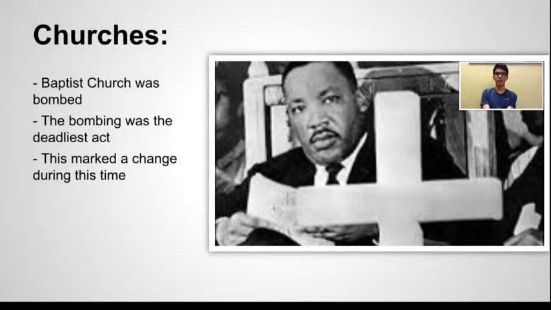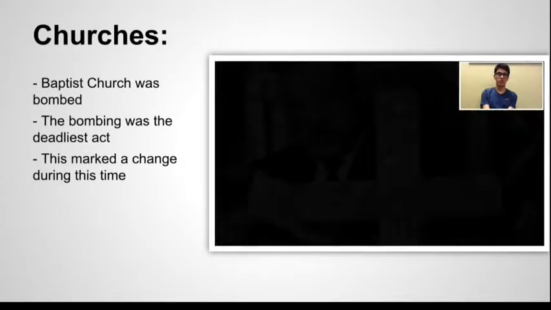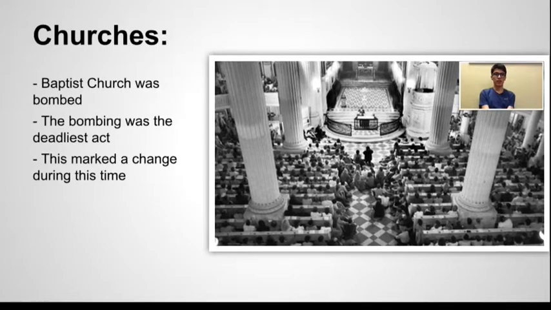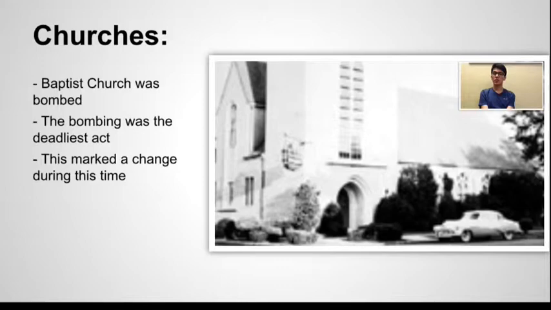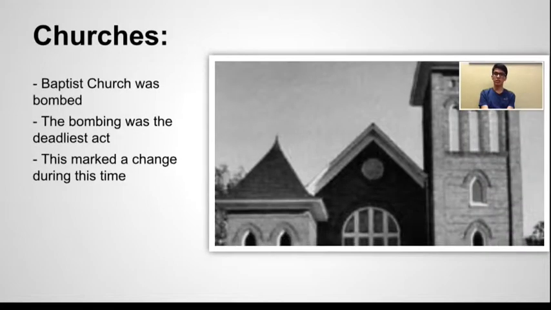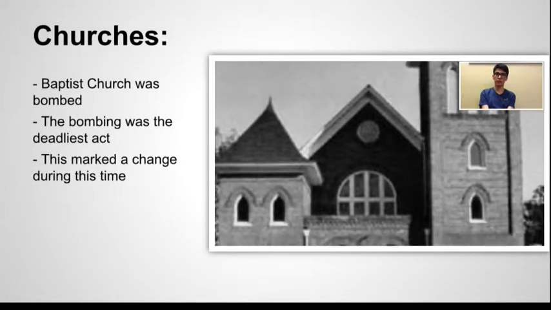Now, why was there such violence? The bombing of the 16th Street Baptist Church in Birmingham, Alabama, was one of the deadliest acts of violence to take place during the Civil Rights Movement, and evoked criticism and outrage from around the world. This marked a change during this time, galvanizing support and propelling the movement forward.